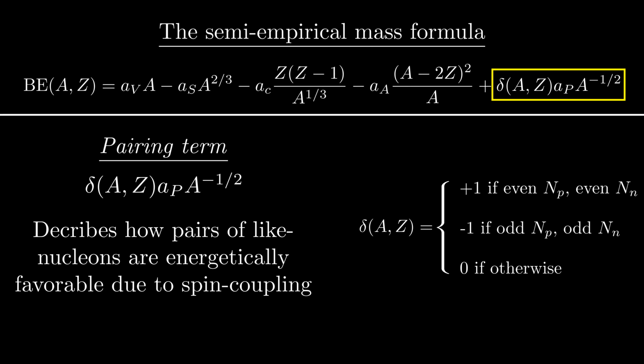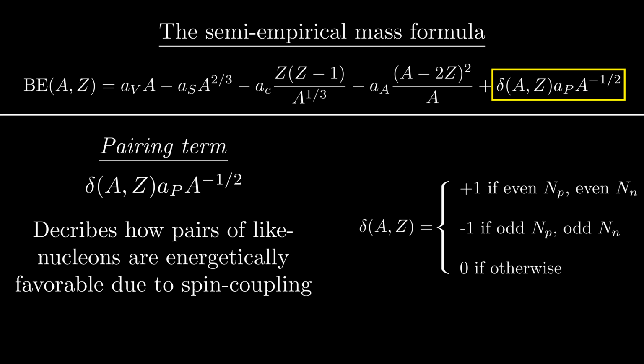If there's an even number of protons and an even number of neutrons, all protons and neutrons will be spin coupled. In this state, we get an increase in the overall binding energy of the nucleus, so the delta function takes on a value of positive 1. If we have an odd number of protons and an odd number of neutrons, we'll have two nucleons that aren't spin coupled, so we get a decrease in the overall binding energy, and the delta has a value of negative 1. In any other case, we'll have one uncoupled proton or neutron, so this basically cancels out the effect of the spin coupling of the other species.